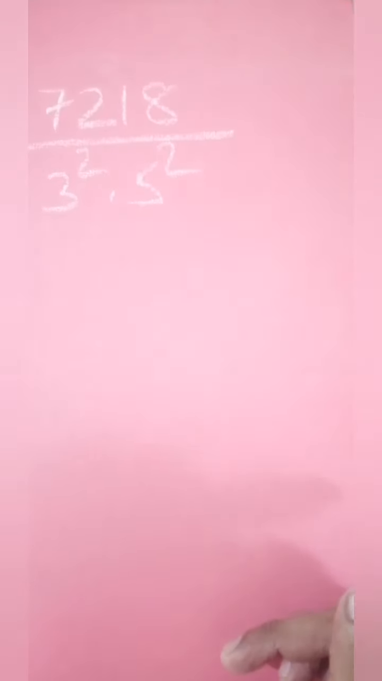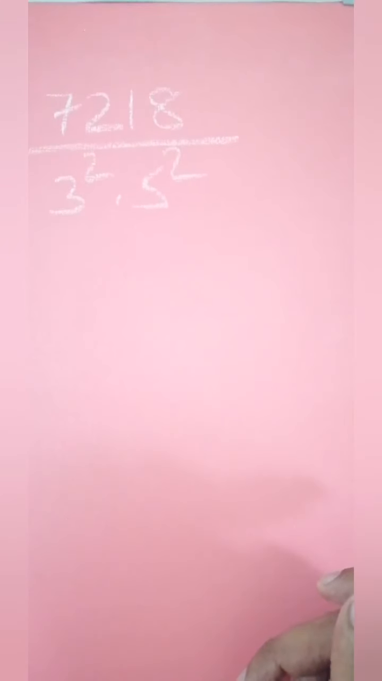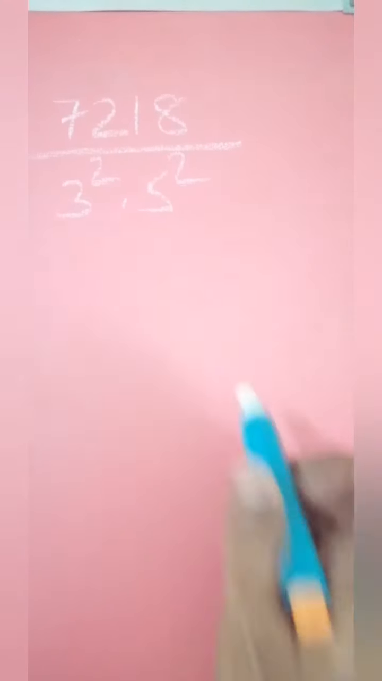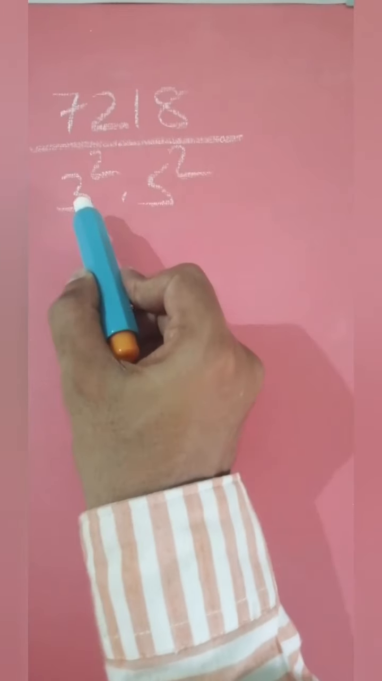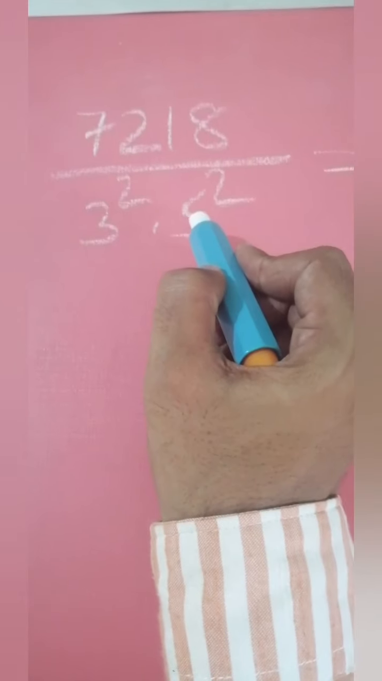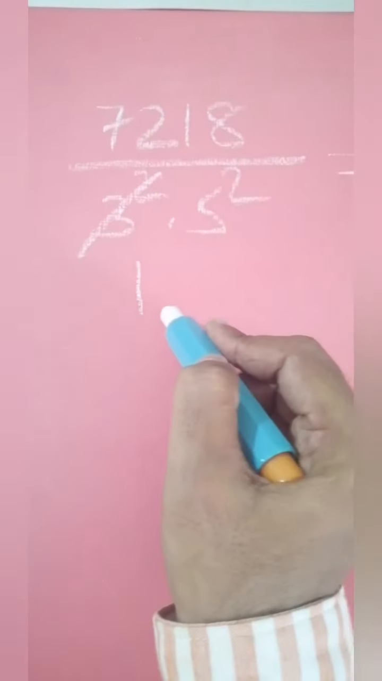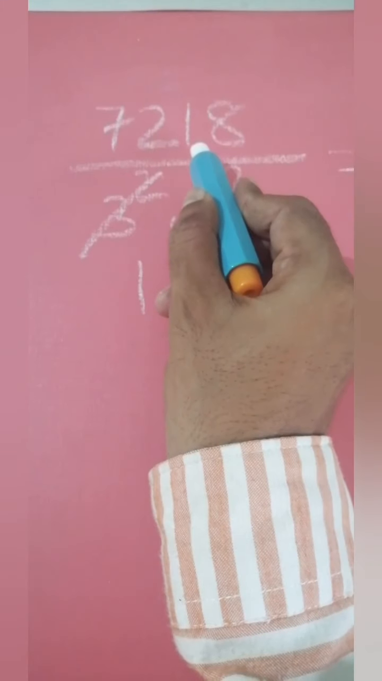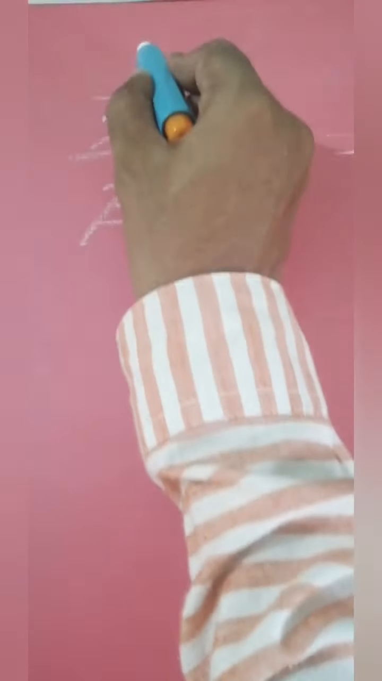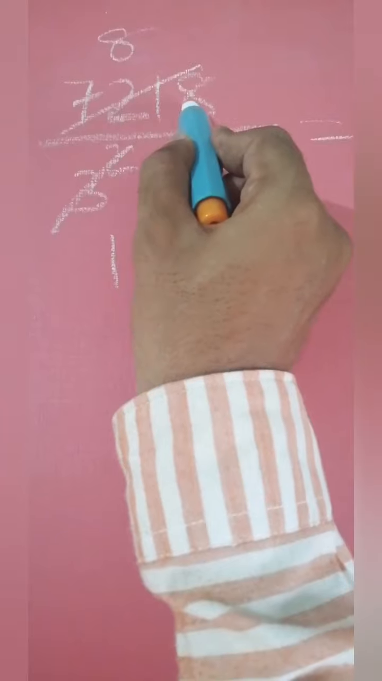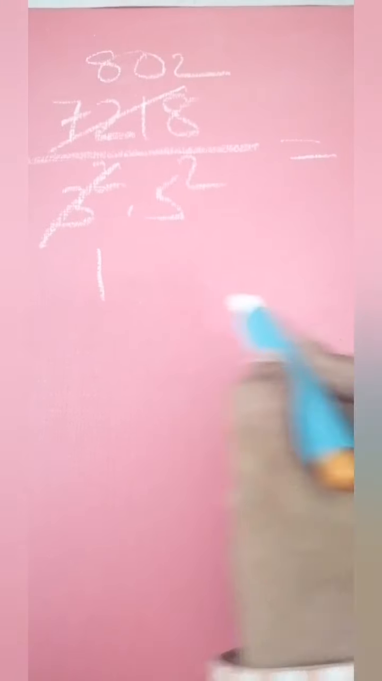Let us go for a question. Express the rational number in decimal form. The question is 72 by 3 square into 5 square. Here 3 square is 9, which is cancelled with 9, and the numerator is also divided by 9, so cancel it. 9 times 8 is 72, and it is not 2, so 8 not 2 by 5 square.